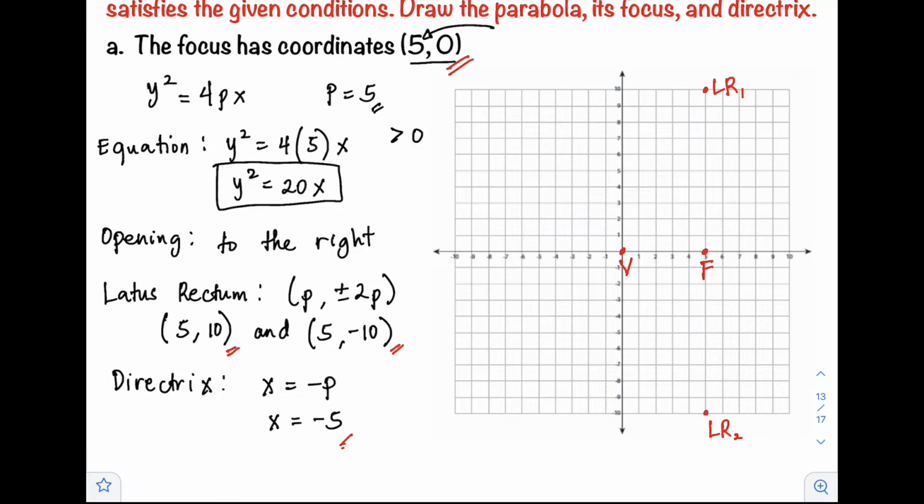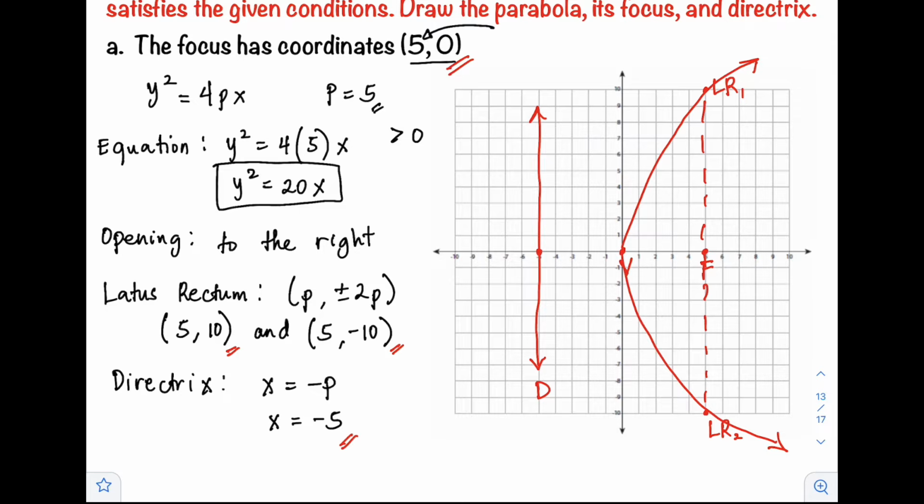Last is our directrix, which is x equals negative 5. It is on the left side of our vertex, and its graph is a vertical line. Okay? The parabola never touches the directrix, which means our parabola is going to the right. When we graph, it will pass through our latus rectum. So this is now the sketch of our parabola.